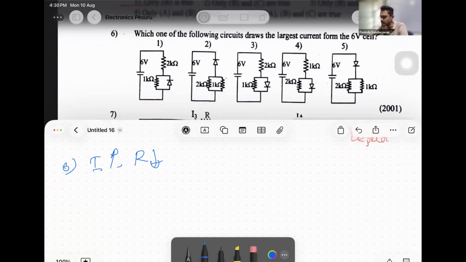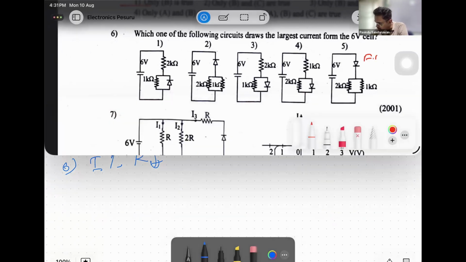Since I explained the previous one a bit, I'm not going to explain this one again. Check the forward bias and reverse biasness. In this case, see, this is forward bias, R becomes 0. Then 1 and 2 are parallel, which means the resistance here is going to be 2/3. That's a minimum.